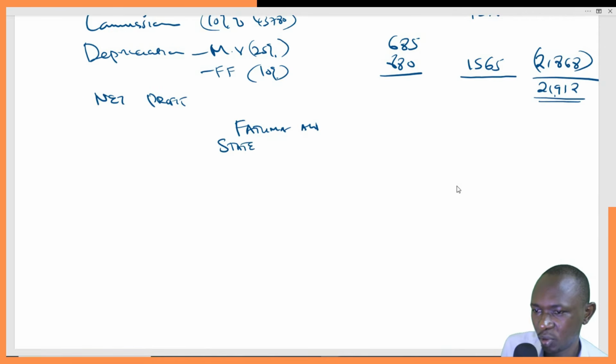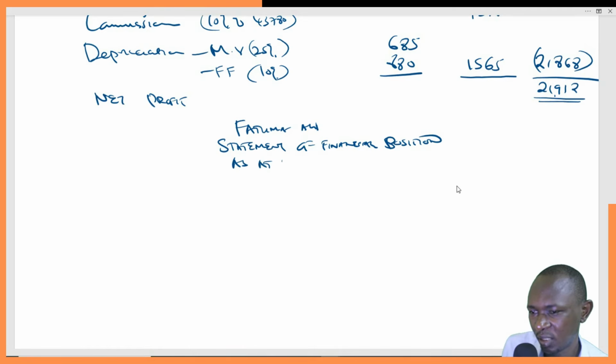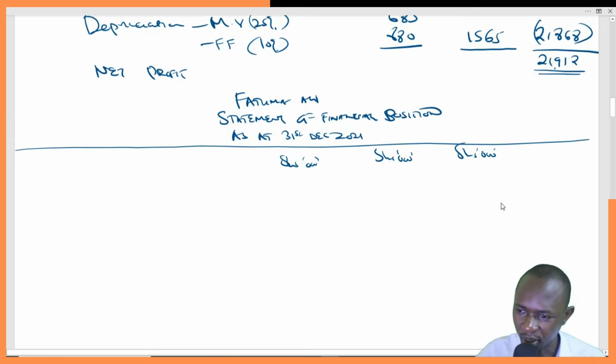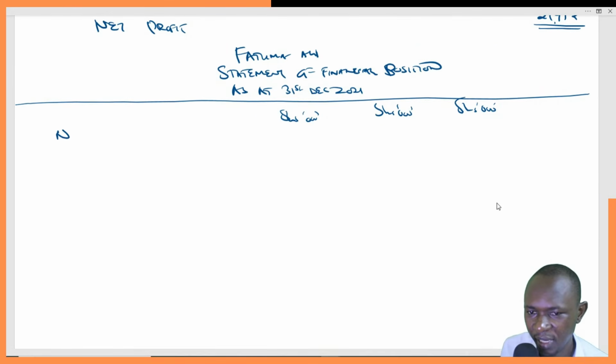Statement of financial position, as required by the question. This is as at 31st Dec 2021. As usual, I will have three columns with restricted zeros. Then we come here and we always start with the non-current assets.